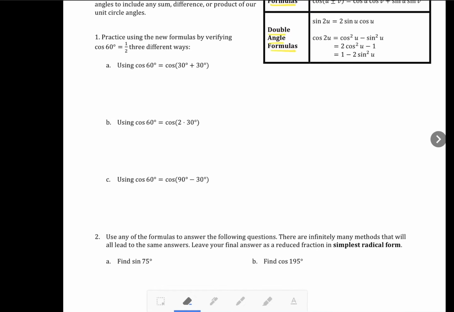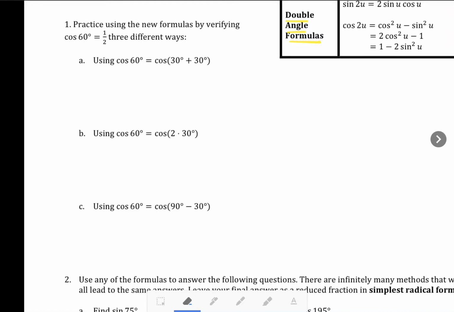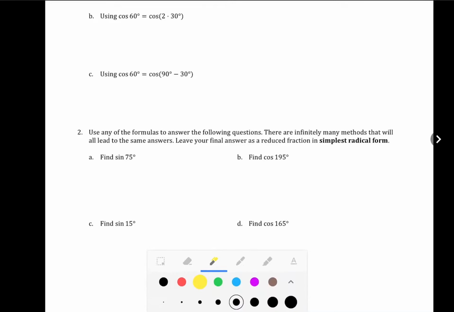So let's practice these. I'm going to leave the top to you guys to practice. Hint: they all should reach the same exact answer, and that answer is 1/2. But I want you to actually show your work: how to use a sum formula, how to use a double angle formula, and how to use a difference formula. But I'm going to show you one or two of the ones below.